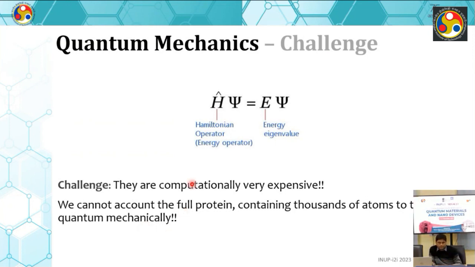And the quantum mechanics, as such, looks very simple using the Schrodinger equation, but then the eigenvalues and the operators, the Hamiltonian operators, and the energy are not so trivial to solve. And that is the major challenge: how we can adopt quantum mechanics for real life phenomena.